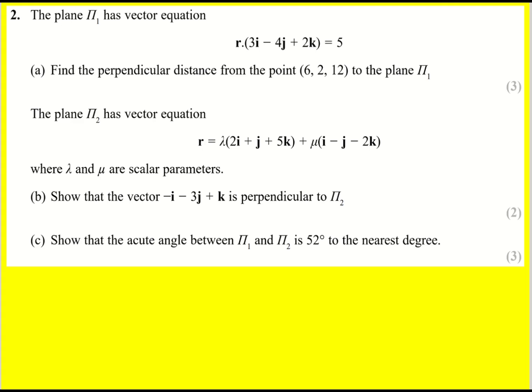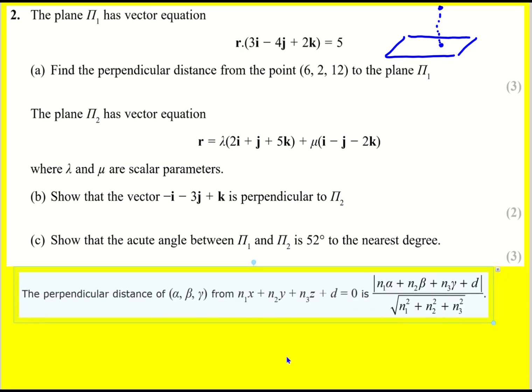The plane has this vector equation, and we're asked to find the perpendicular distance from a point to the plane. So I could represent it like this. And the perpendicular distance is actually the shortest distance to the plane. Now, this question looks complicated until you remember there's literally a formula in the formula book that tells you the perpendicular distance. So this here is our alpha, beta, gamma.